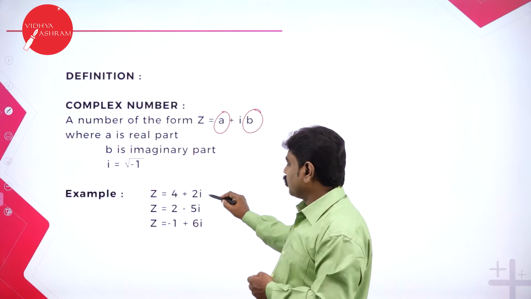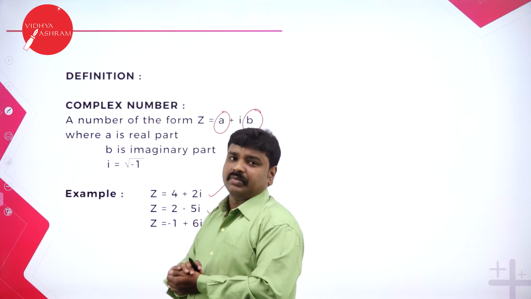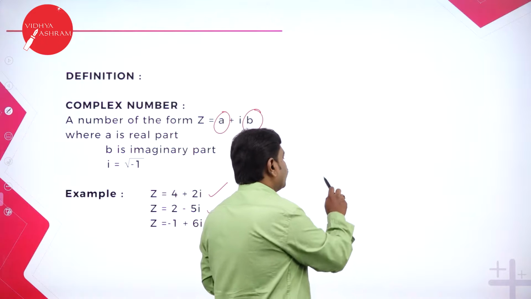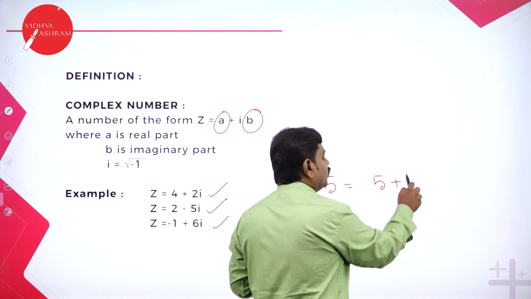So, for example, 4 plus 2i, 2 minus 5i, 1 plus 6i. These are all examples of complex numbers. And remember, any number can be written in terms of a complex number. For example, I'll give 5. Can I write 5 is equal to 5 plus i into 0? Do you agree or not?